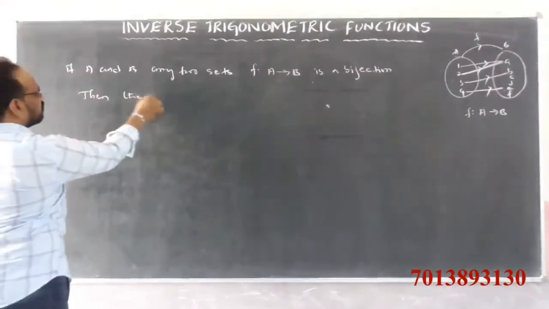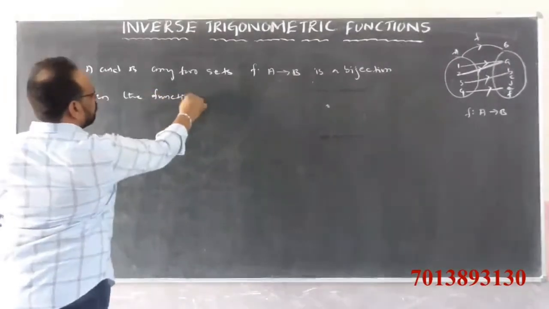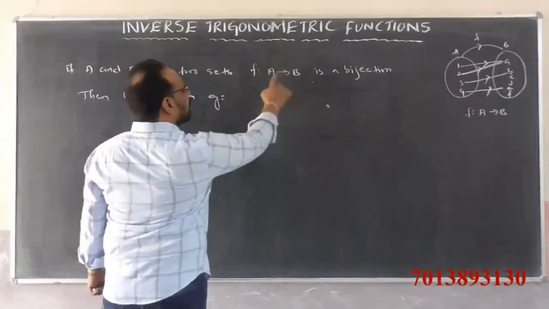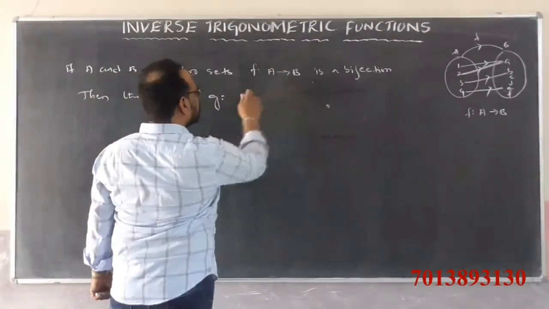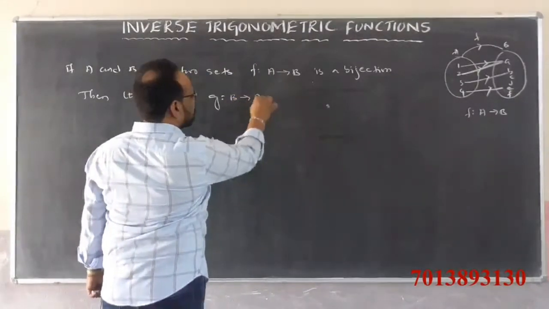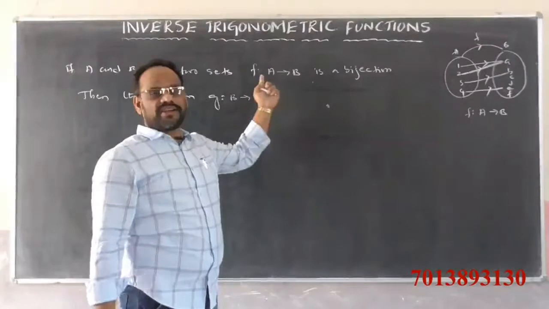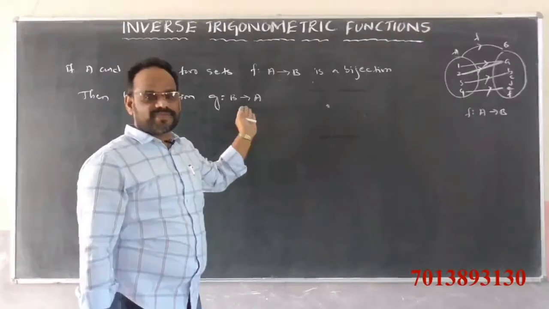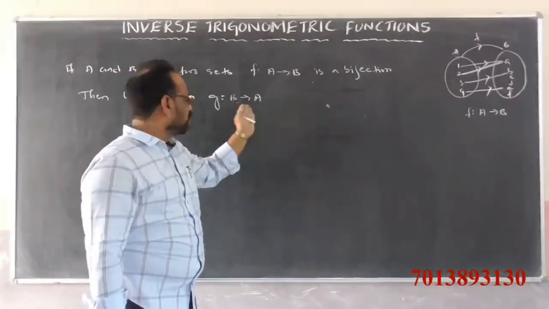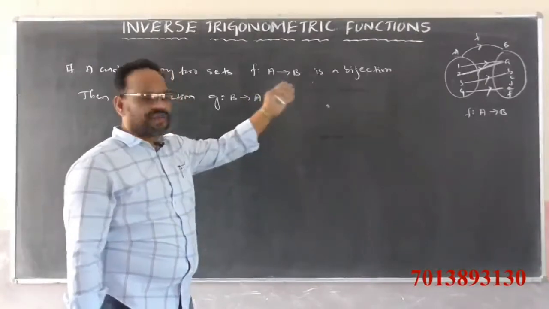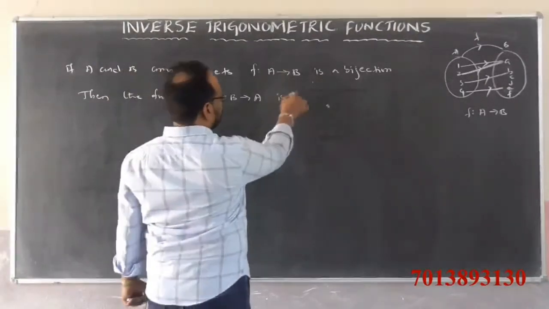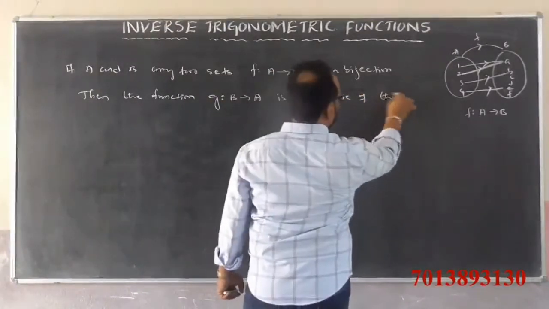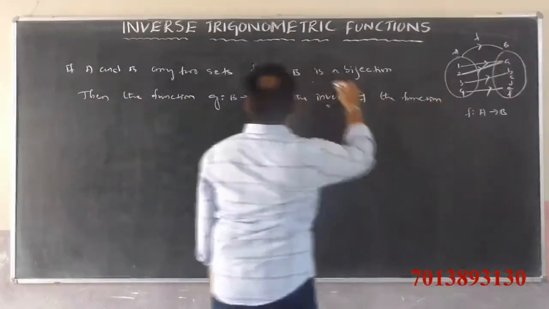Then the function G maps B to A. Here A is the domain and B is the codomain of F. Then G maps B to A, that means we interchange the domain and codomain. G maps B to A is the inverse of the function F.